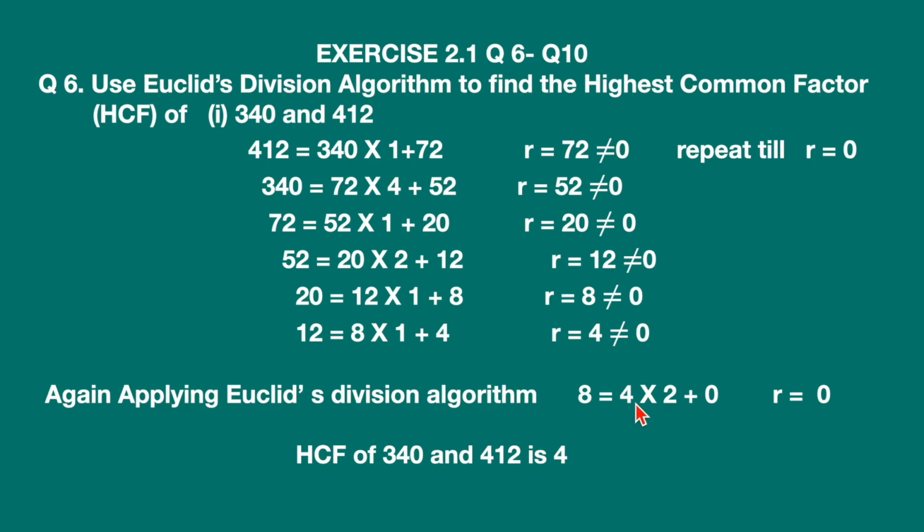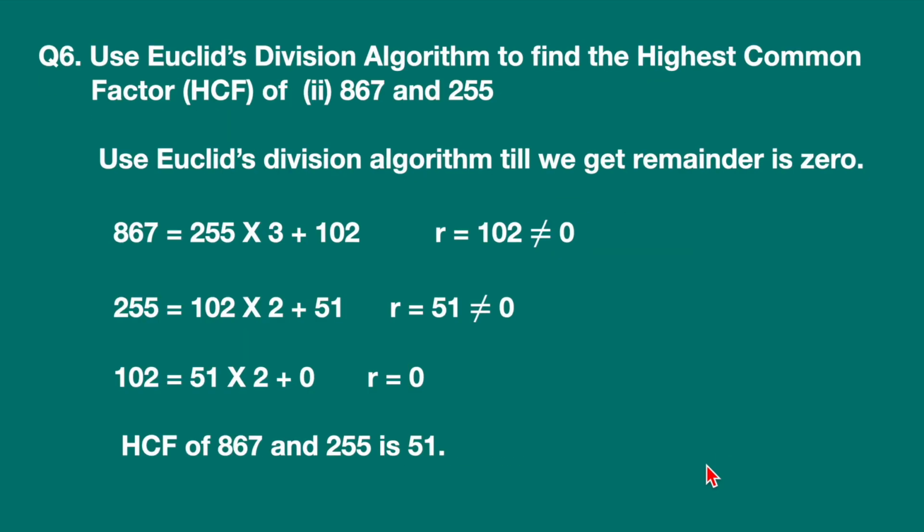So now you should be careful. You should take the divisor B, the value of B. Here it is 4. That will be the HCF of these two numbers. So this is the way you should do the sum. Let us go to the next sum. It will be more clear.